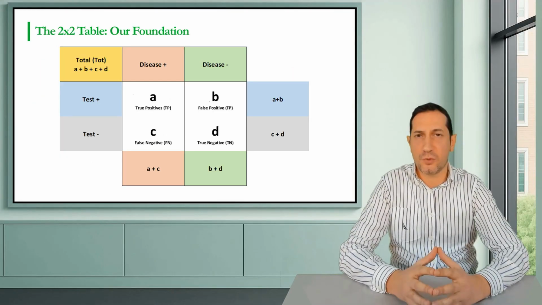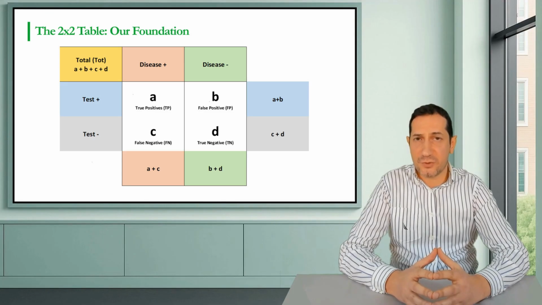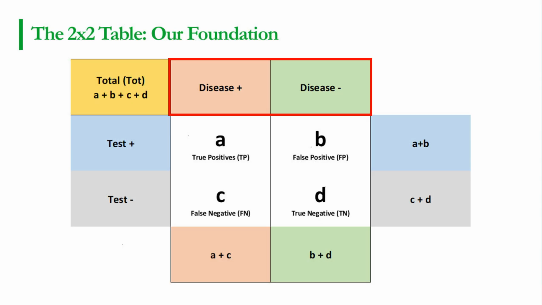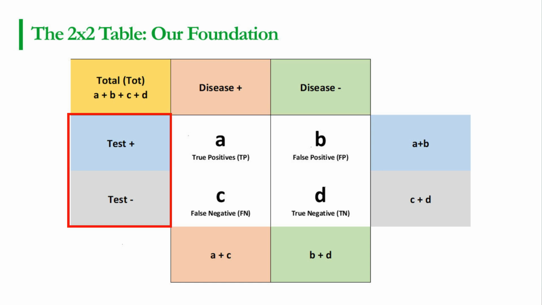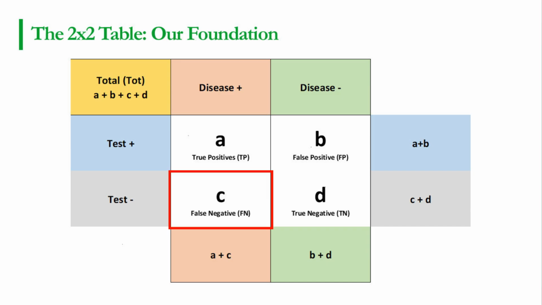Everything starts with the 2x2 table. Disease status is represented in the columns: disease present and disease absent. The test result is represented in the rows: test positive and test negative. The four central cells labeled A, B, C, D are the only counts you ever really need. A is true positives, B is false positives, C is false negatives, D is true negatives.